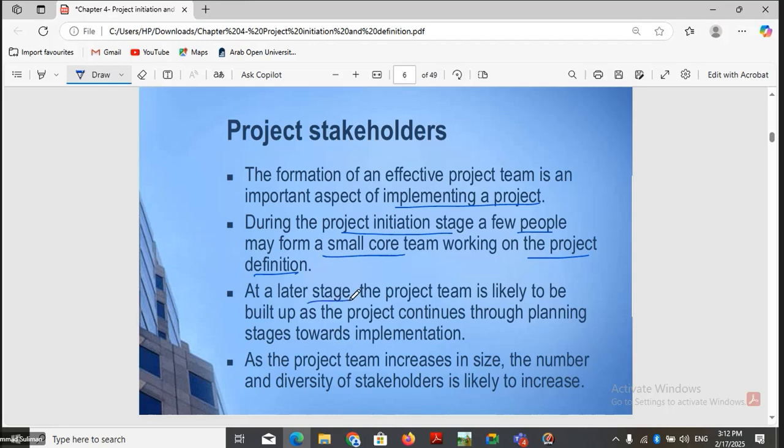But at the later stage, during planning and during implementation, teams are likely to build up as the project continues through planning towards implementation. So we need more people, and more teams are built up at the planning stage and at the implementation stage. We have seen yesterday the graph, like at the implementation stage, a lot of manpower, time and budget will be used. So they're forming new teams, many teams, and so on.